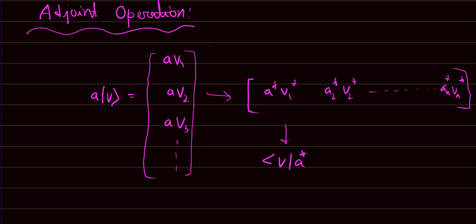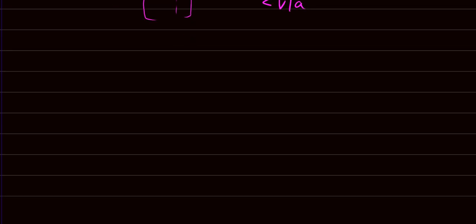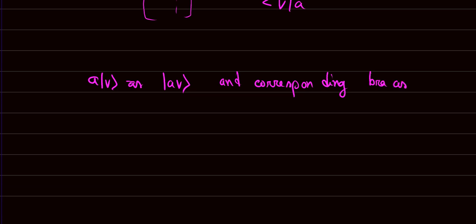So let's talk about notation. It is customary to write the corresponding bra vector as this. By this notation, if we get a bra, it is actually equal to the bra of V with the complex conjugate of A.